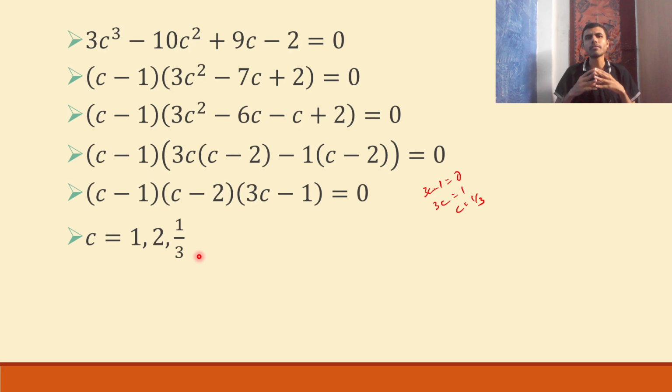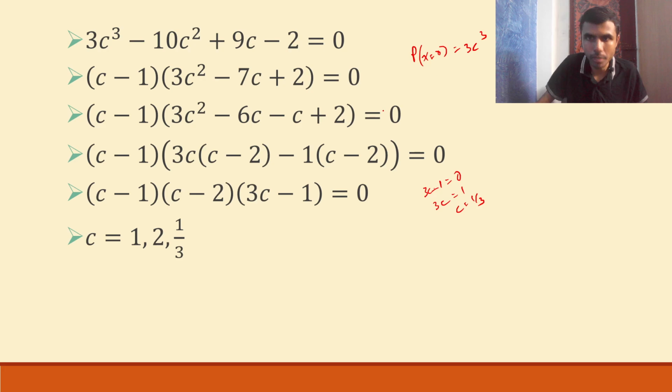Now what will be the value of c? If you remember, the probability of capital X equal to 0 was given to be 3c cube. Now see, if you put c as 1, the probability that capital X is 0 will become 3 into 1 cube, which is 3. Can probability ever be greater than 1?